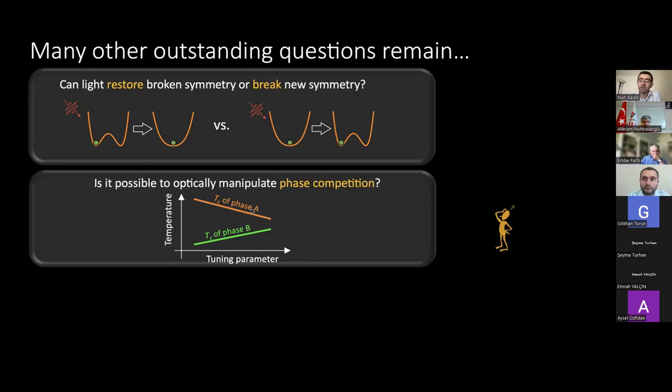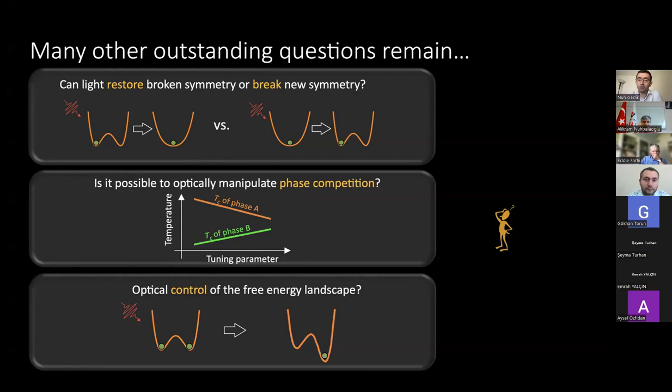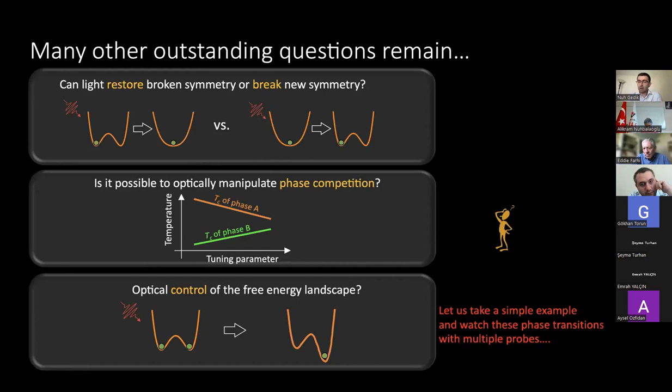Finally, our eventual goal is to do an on-demand engineering of the free energy landscape. So we want to basically tailor the light pulse to make one phase favorable or the other one favorable. That's the ultimate goal. So these are the big questions, and I want to study them.